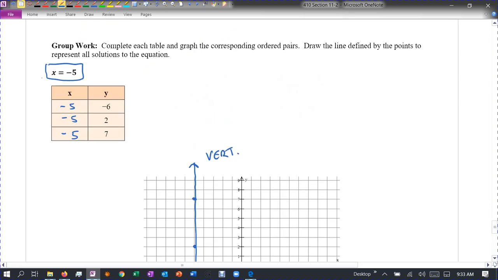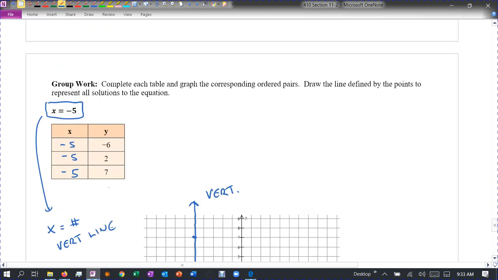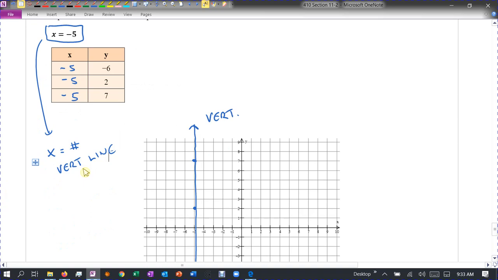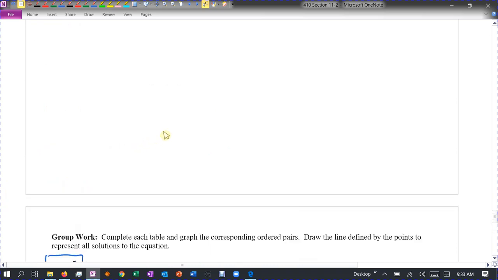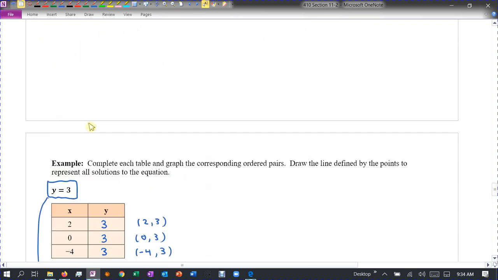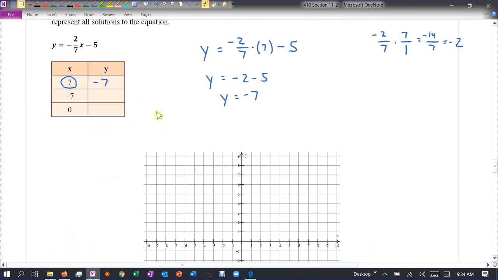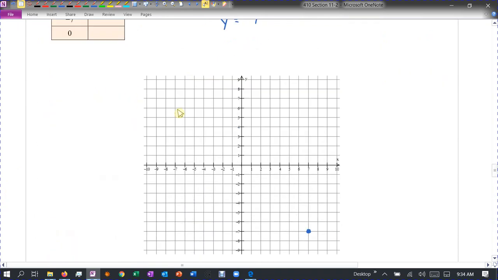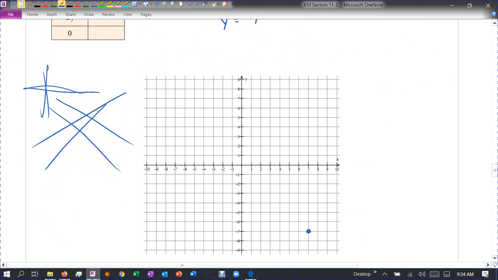So all vertical lines will look like this. x equals a number. This is going to be a vertical line. So remember that. If you have x equals a number, you have a vertical line. If you have y equals a number, you have a horizontal line. And if you have x's and y's mixed together like this, you're going to have a line that has some sort of angle to it. It won't be straight up and down, it won't be left and right.